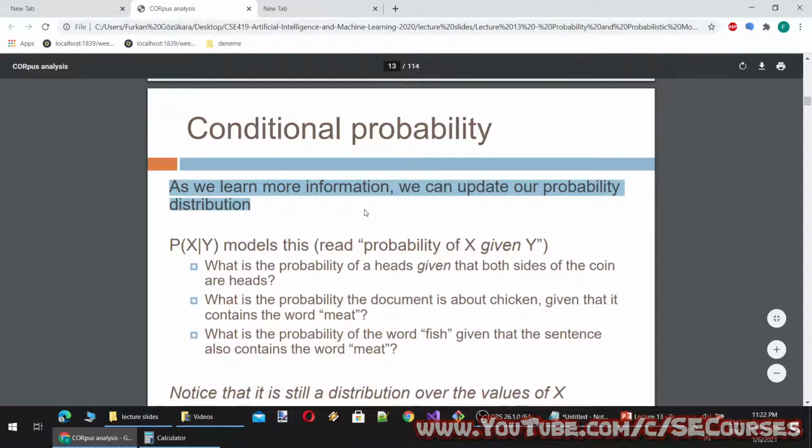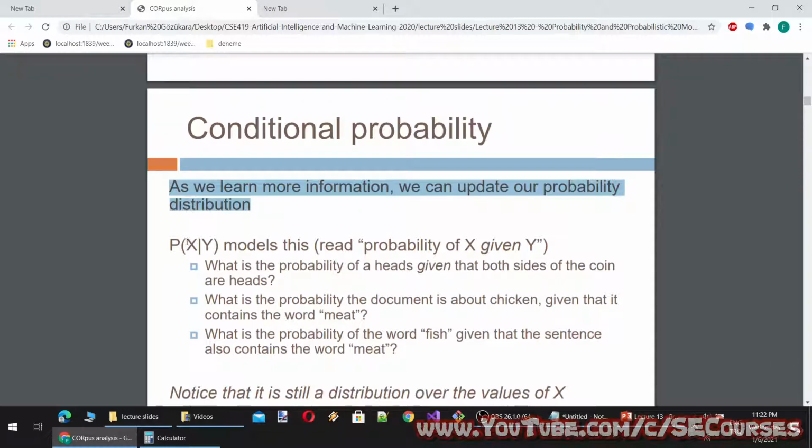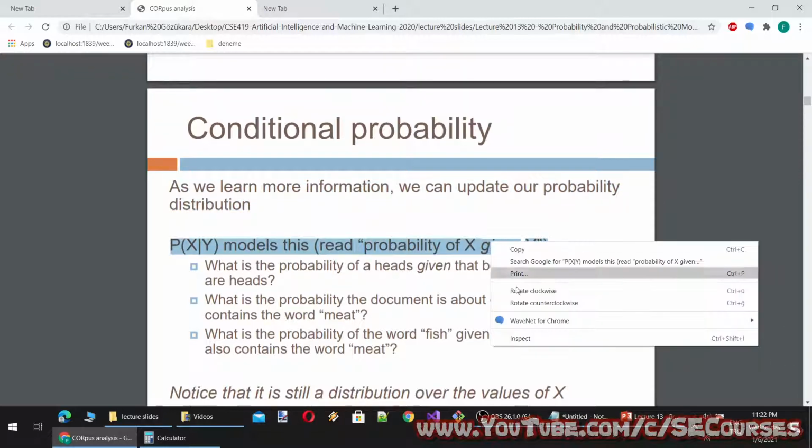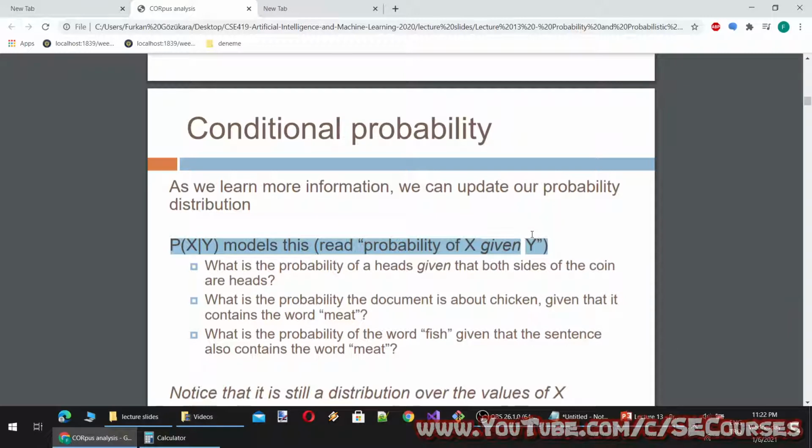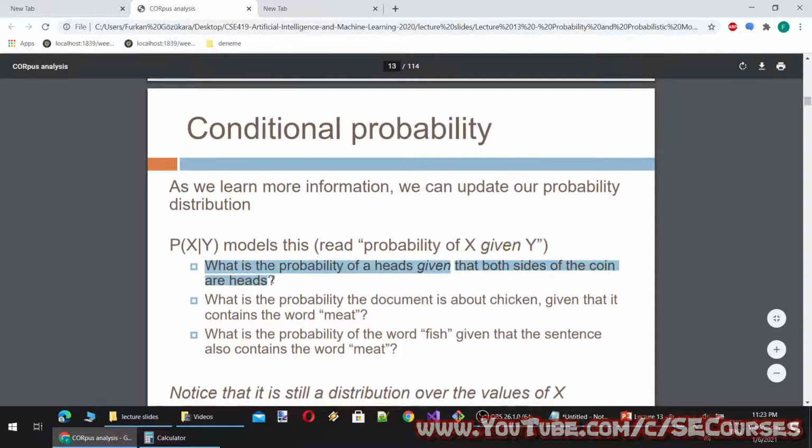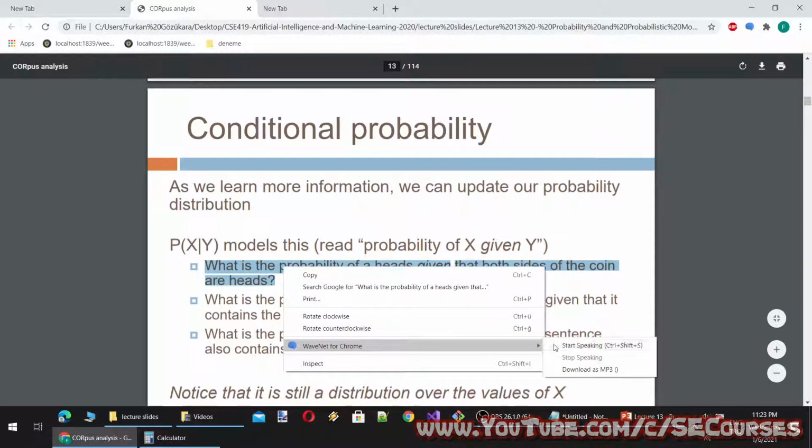As we learn more information, we can update our probability distribution. P(X|Y) is read as the probability of X given Y. When Y is given, we can see the probability of X. So this is conditional probability. This is different from the previous one.